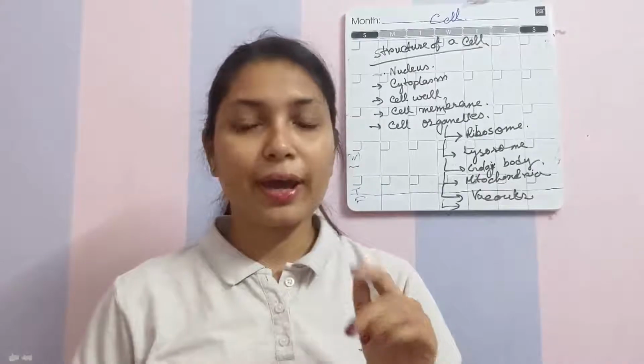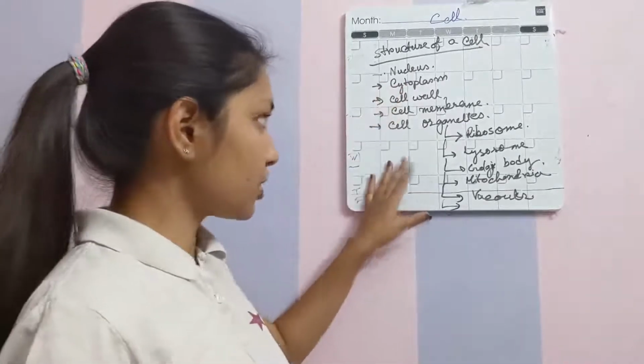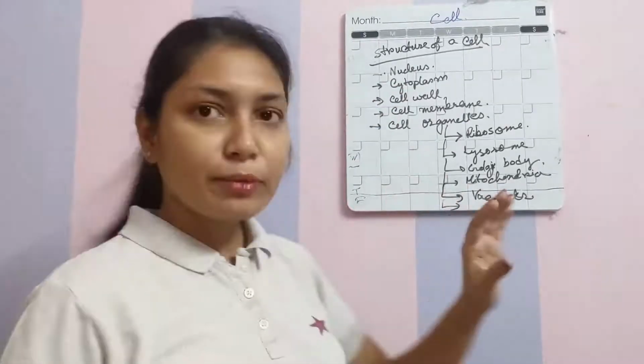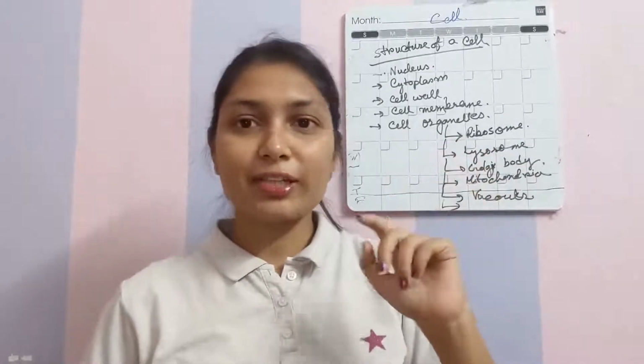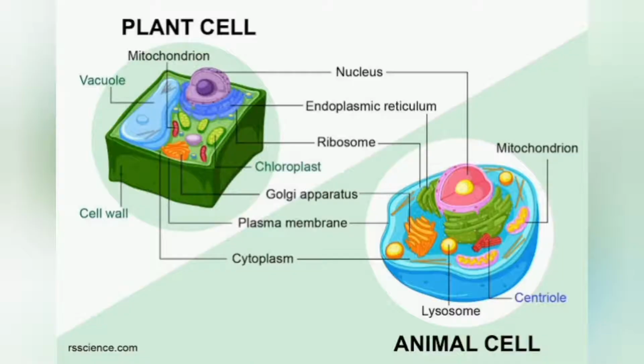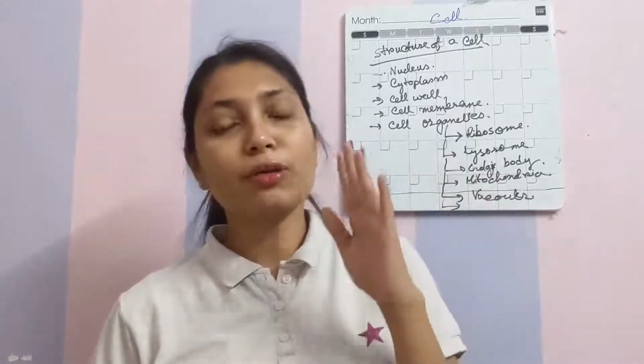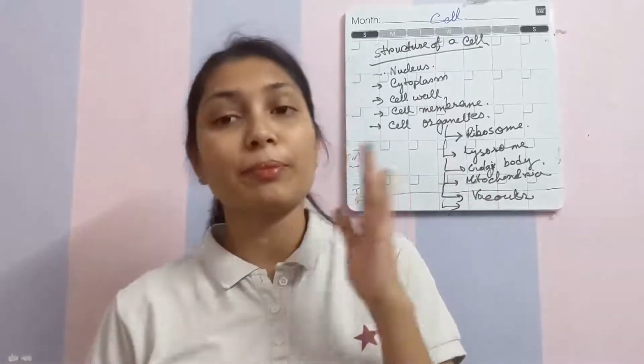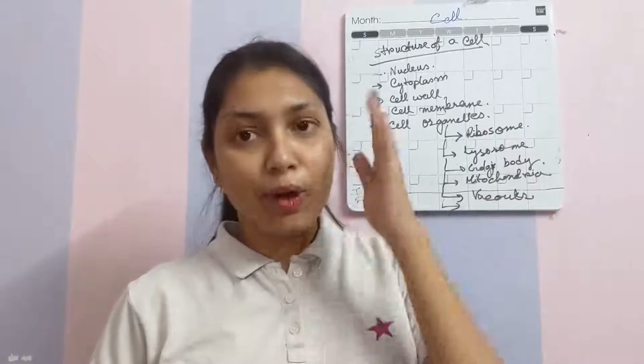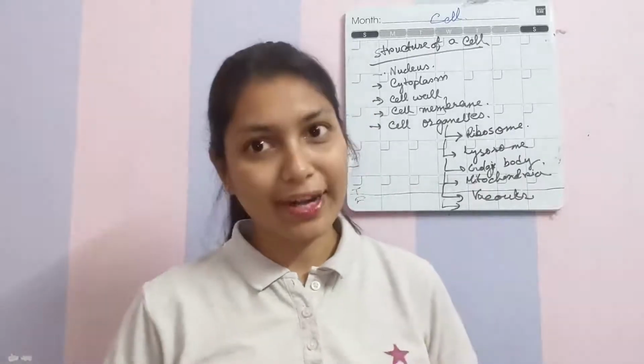So students, in the next class I will discuss with you the entire cell structure, and now I am showing you the picture of the cell structure. Yes, it is a bit complex, but we will simplify it in the next class, and we will also learn the difference between plant cell and animal cell, and what are the functions of all these cell organelles.